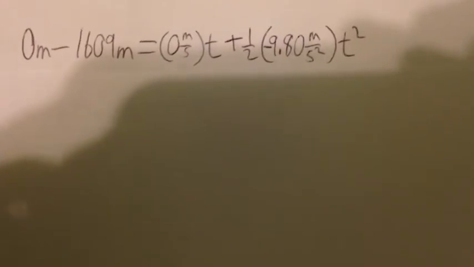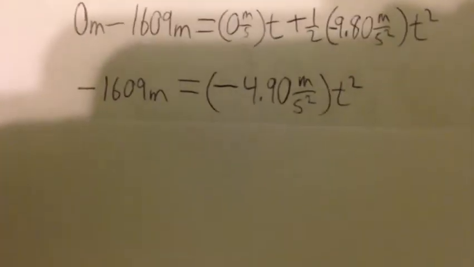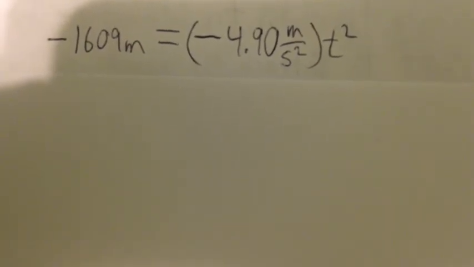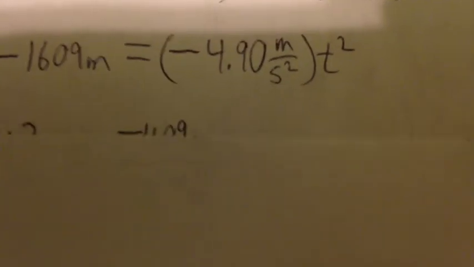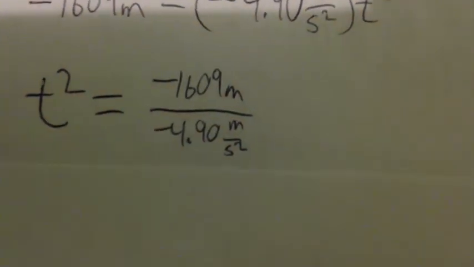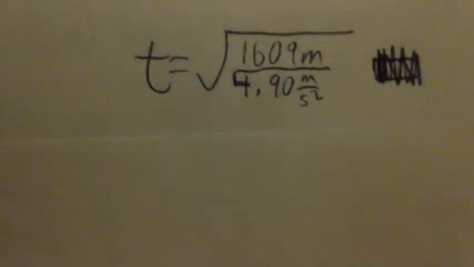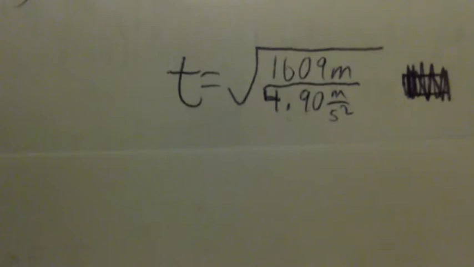Now let's simplify each side of the equation. We end up with negative 1,609 meters is equal to negative 4.90 meters per second squared times time squared. Now we solve for t squared. We divide both sides by negative 4.90 meters per second squared, and then to solve for time, we take the square root to get t is equal to the square root of 1,609 meters over 4.90 meters per second squared.